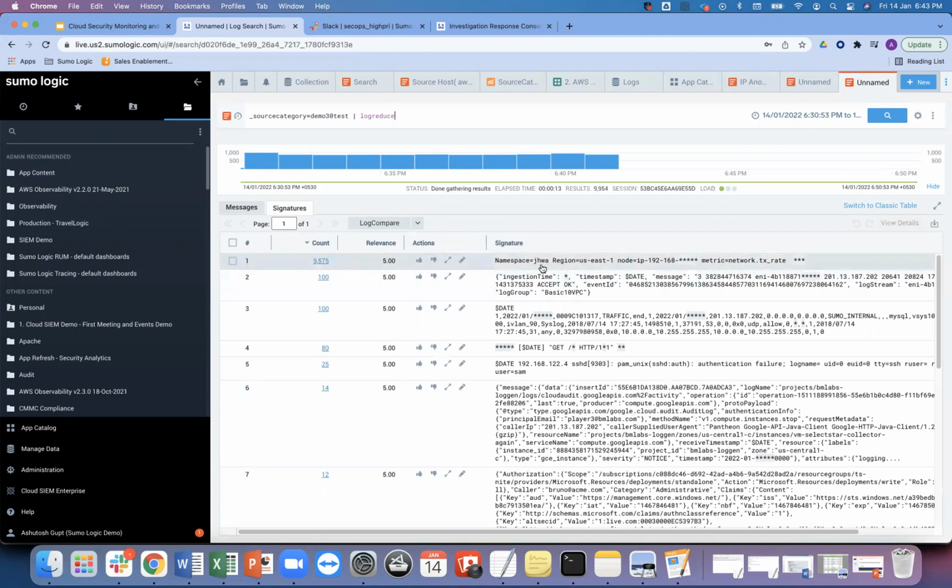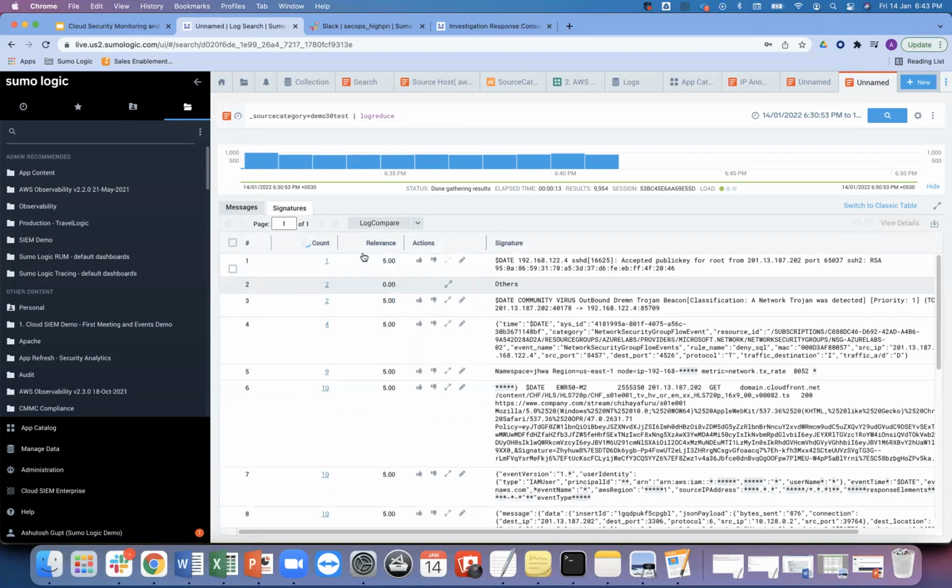So for this kind of log, namespace is equal to JHWA, region is equal to US East, node is equal to this IP. As a security engineer, because I'm trying to troubleshoot what is happening wrong, I may not be interested in understanding a lot of regular logs. What I'll do is sort in ascending order and try to see what is going wrong. Quickly I can see there are one or very few events pertaining to this kind of log.